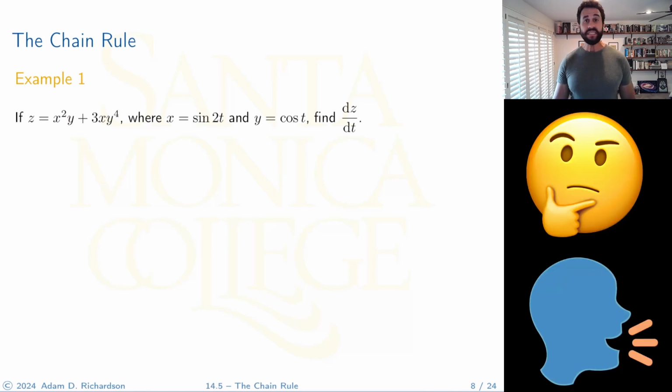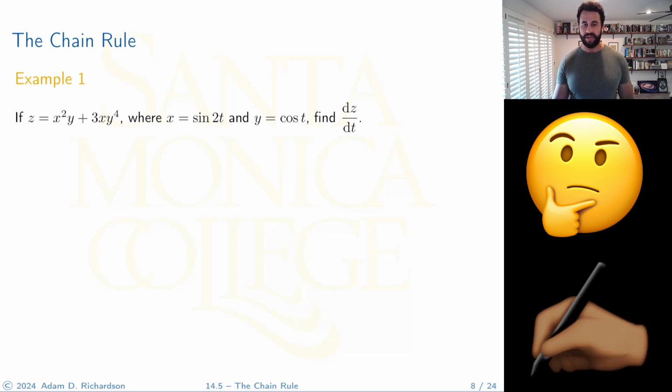Okay. Say something out loud to yourself, something to give yourself that verbal feedback. And now try to work it out. What is dz/dt? The change in z with respect to t.